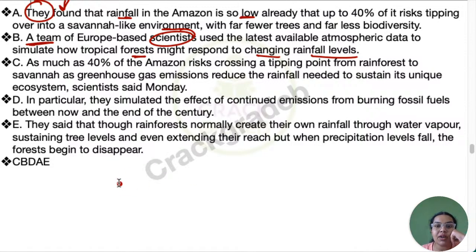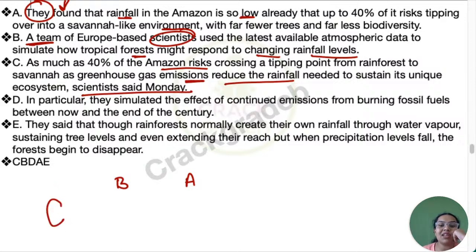It is found later. So one thing is for sure, wherever B is, A has to come after it, immediately after or somewhere later, but after it. Finding will always be later. As much as 40% of the Amazon risks crossing a tipping point from rainforest to savanna. The emissions reduce the rainfall needed to sustain its unique ecosystem, scientists said Monday. Anything that happens, any definition, any person giving a statement of something that took place or might take place, usually those are the types of sentences they give us in the beginning.